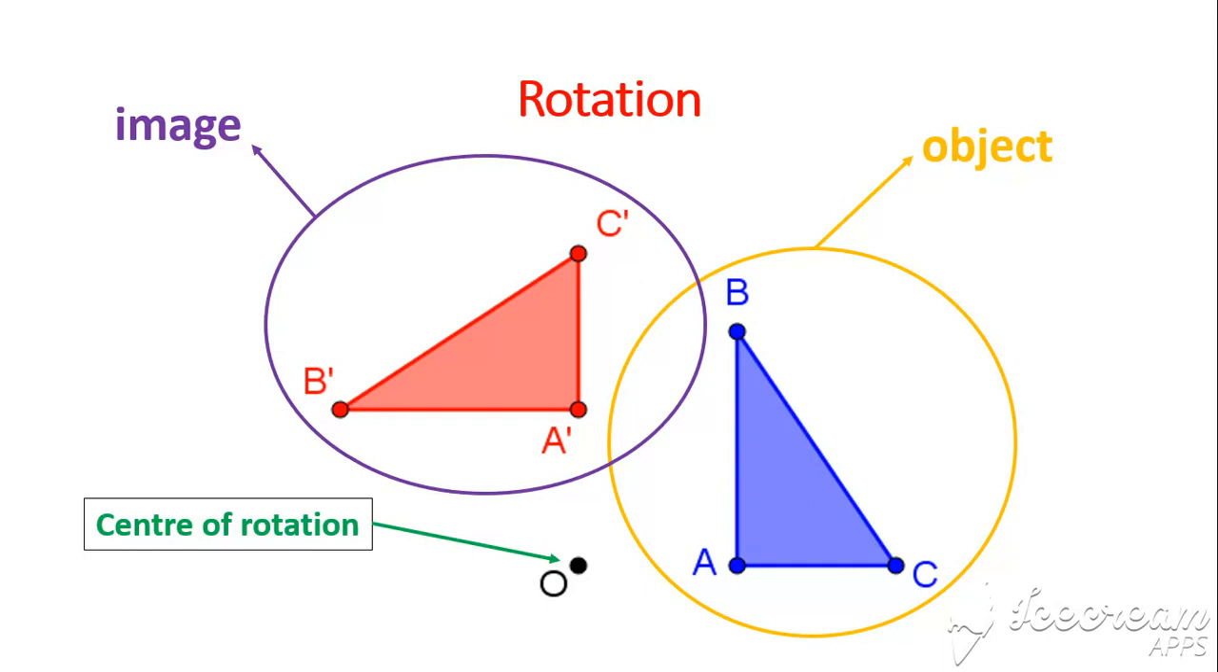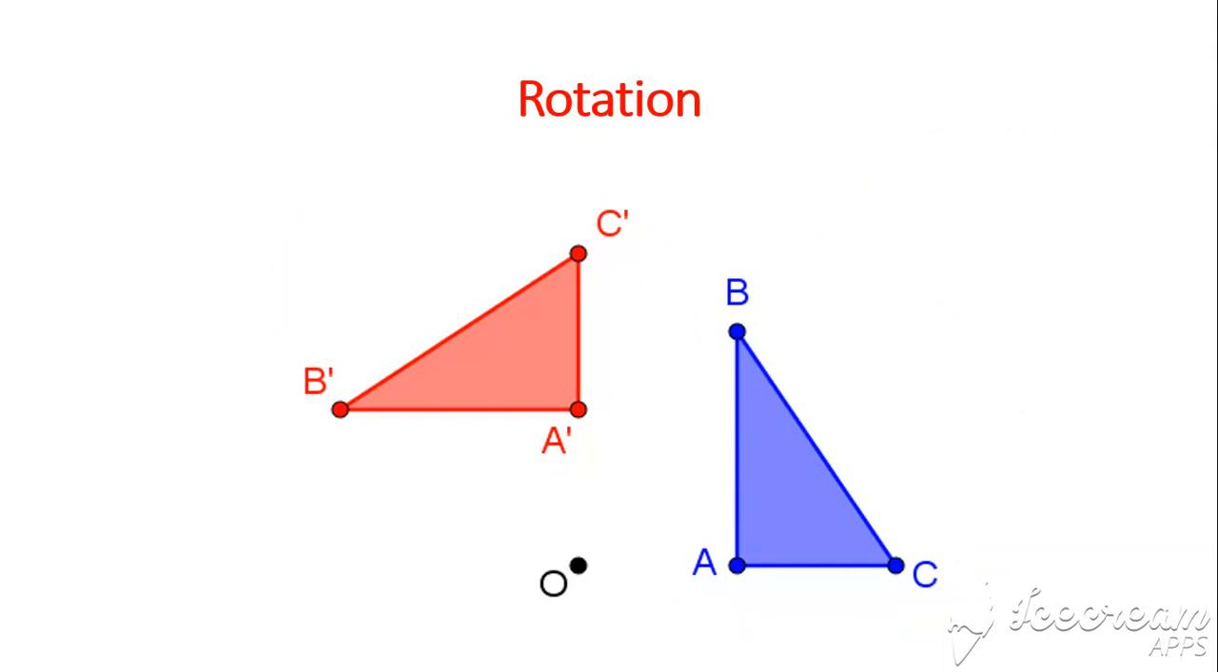Now, please be mindful, like in reflection, that after we rotate or transform things, the points change. So point A changes to A dash. After we rotate point B, it becomes B dash. And after C is rotated, it becomes C dash.